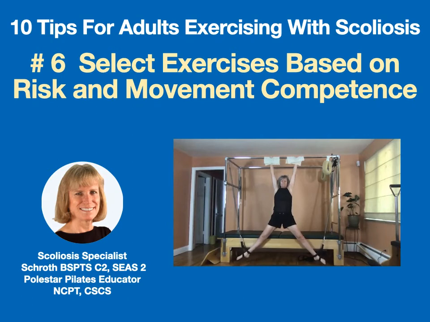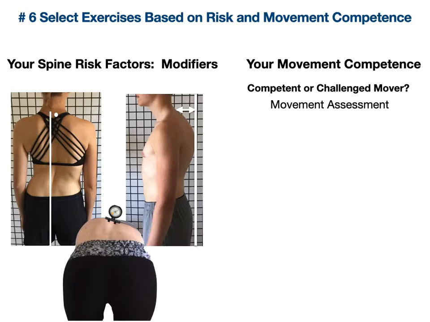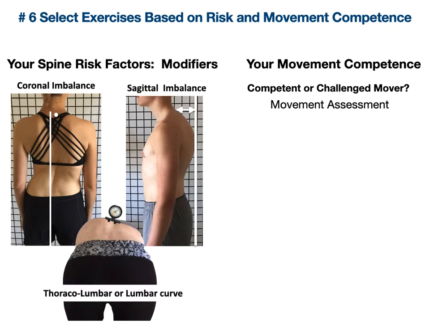Tip number 6. Select exercises based on risk and movement competence. Exercises can progress as your movement competence progresses. We discussed in tip number 3 how adult spine modifiers increase your risk for pain and disability in the future. Simple tests using a scoliometer and plumb line can easily be done by your fitness or healthcare provider.